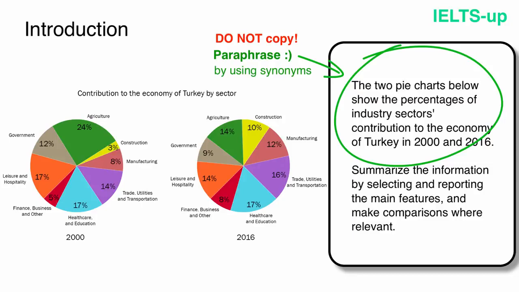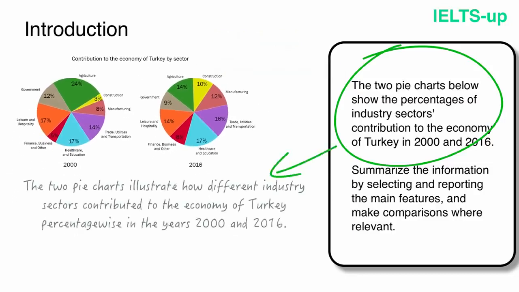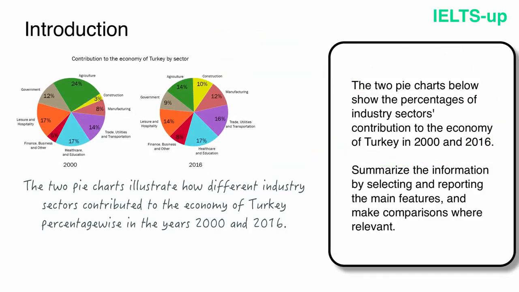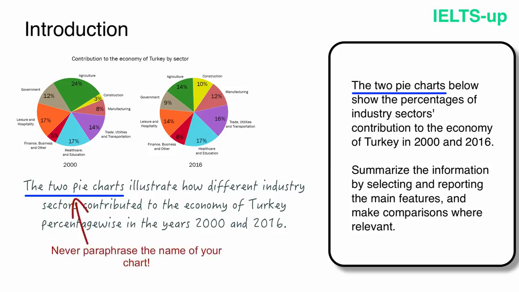And here is how I wrote it. The 2 pie charts illustrate how different industry sectors contributed to the economy of Turkey percentage-wise in the years 2000 and 2016. You can notice that I did not change the name of the chart, and you also should never paraphrase the name of your chart. If you get a map, write map. If you get a table, write table. And if you get a graph, write graph.